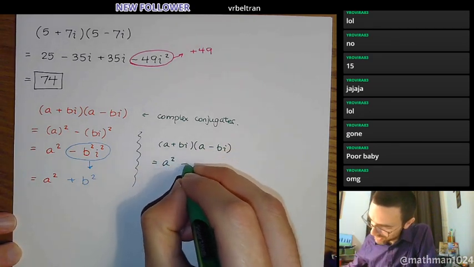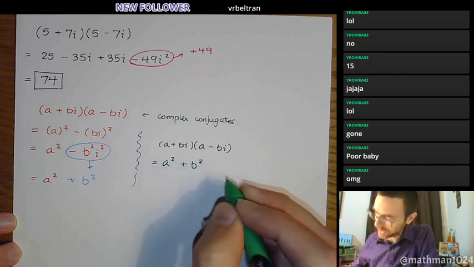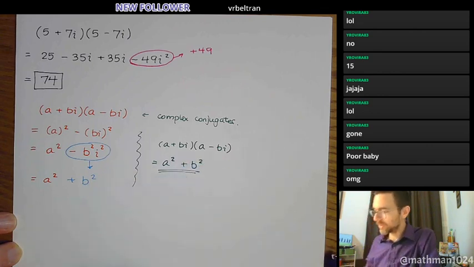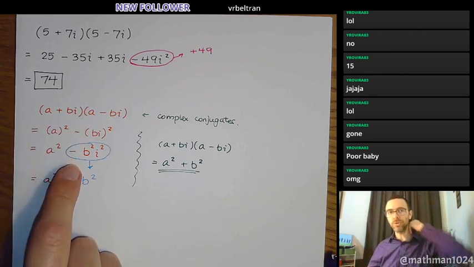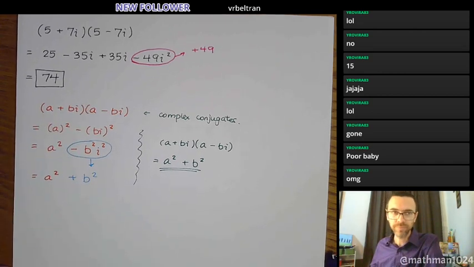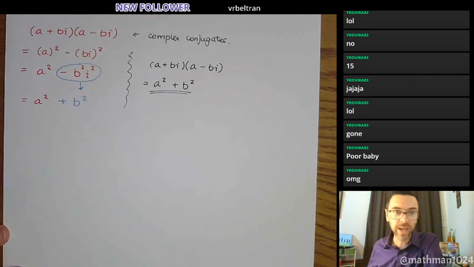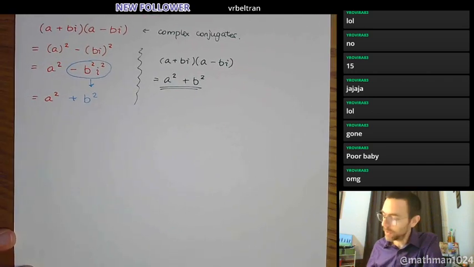Okay, so here is that fantastic shortcut that we're going to be using. The sum of squares. We don't have to go through this whole process. Don't do that. Don't FOIL. Use the special product.